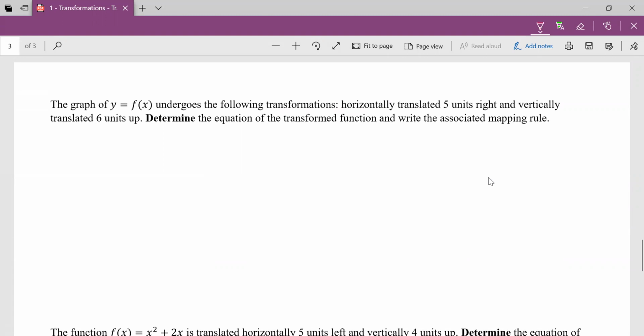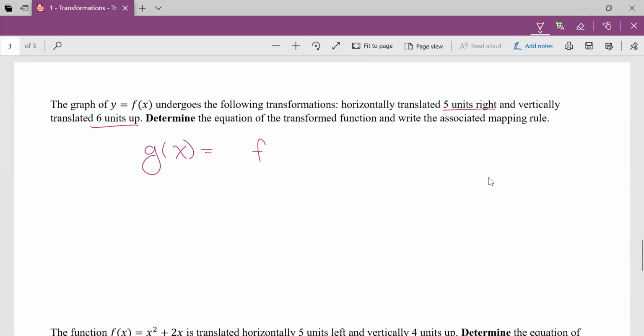So what do we got? It says the graph of y equals f of x is going to undergo these transformations. I'm going to go 5 right horizontally and vertically 6 up. Let's determine the equation of the transformed function. So what this means is we're going to have a new function, and let's call it g of x. And g of x is what's happened after these transformations to f.